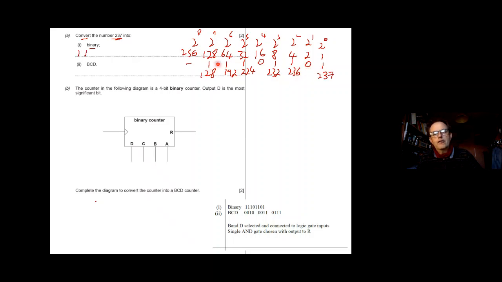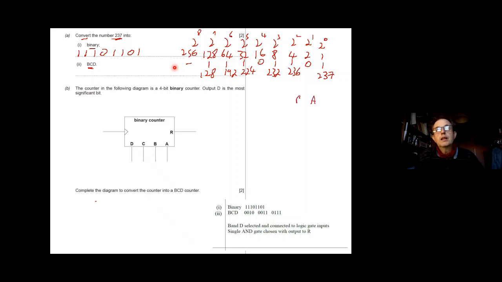So I'm adding the values of each one of these. Wherever I'm using it, I'm putting a 1 in. So that is my binary number. That's probably the quickest way to turn a decimal number into binary.